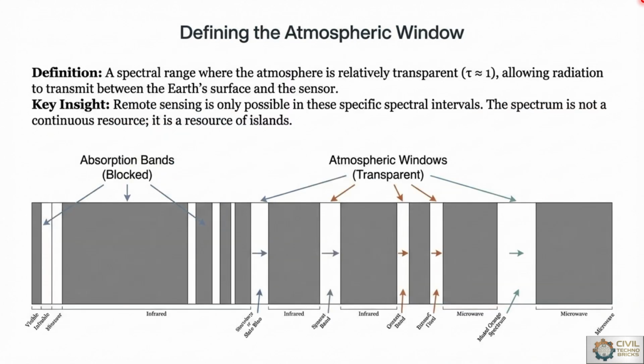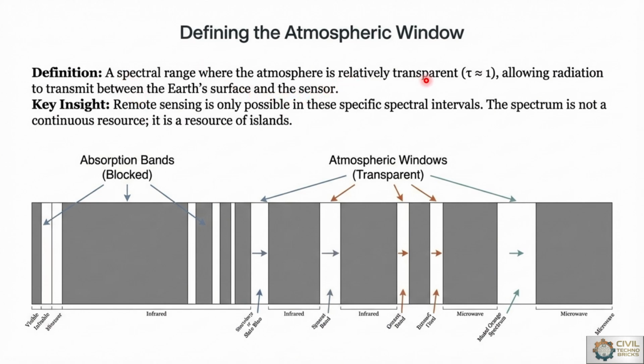Next, most important, that is the atmospheric window definition. The definition is based on the spectral range, or we can say the electromagnetic spectrum, which is divided into atmospheric bands, or we can say the absorption bands. They are block bands and mostly transparent bands. So the atmospheric window is divided into two parts: block, which is in gray color, and transparent, which is in white color. So here, a spectral range where the atmosphere is relatively transparent, allowing radiation to transmit between the earth's surface and the sensor.